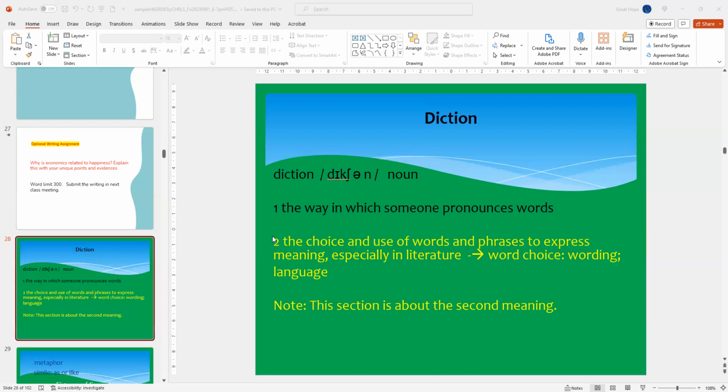So diction is extremely important, right? Because language is very important, and our wording is so important that without it, we cannot put any line of words on a piece of paper or a computer. So that's why it's extremely important. All right, now let's move on and do some exercises.